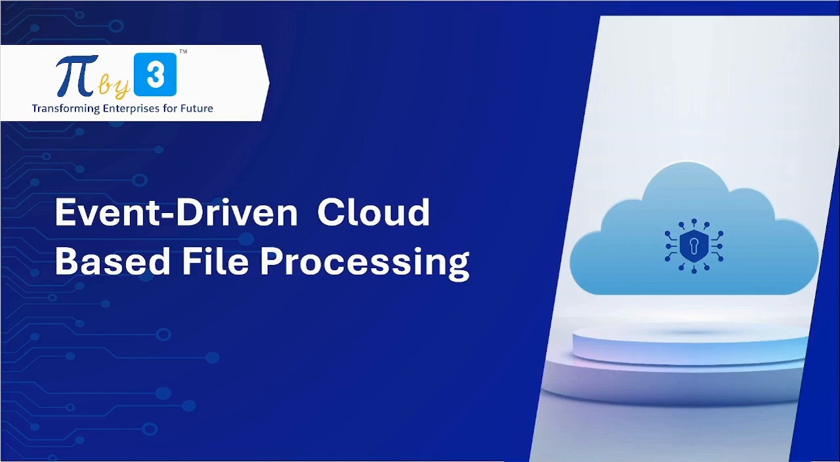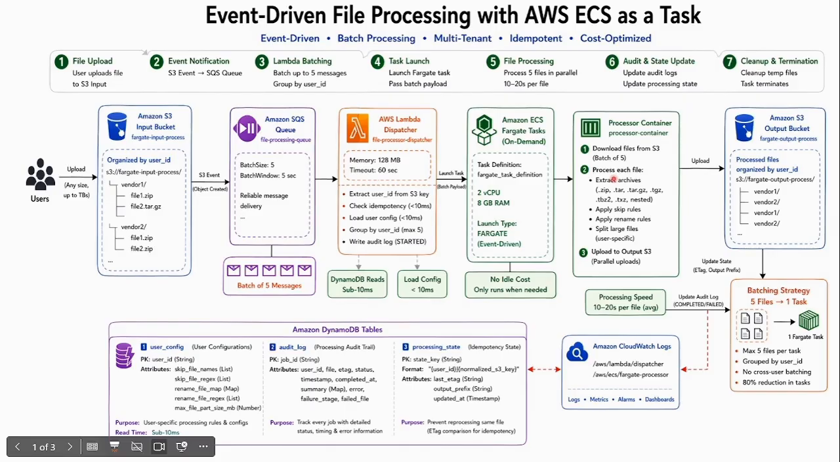So let's begin. This is our approach. It is an event-driven file processing with Amazon ECS as a task. So this is the entire flow of our architecture. The user or a vendor will upload its file in its specified folder in the S3 bucket. Then we'll have an S3 notification which will be stored in SQS.